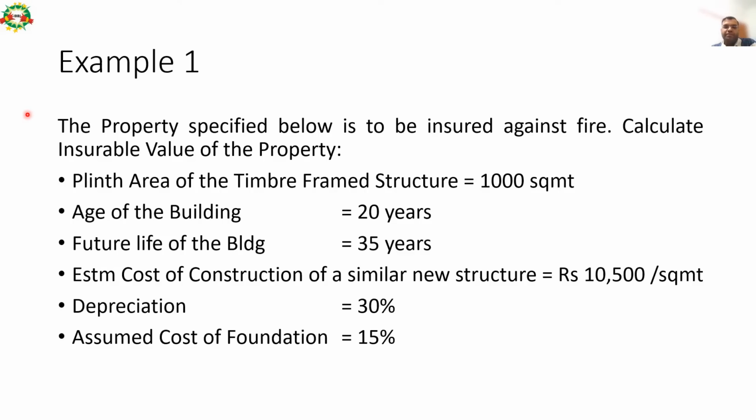So example number 1: the property specified below is to be insured against fire. Calculate the insurable value of the property. The data given in this question is that the plinth area of the timber frame structure is 1000 square meter, age of the building is 20 years, future life of the building is 35 years, and estimated cost of construction of a similar new structure is 10,500 rupees per square meter. It is nothing but the replacement rate. Depreciation is given as 30% and assume cost of foundation as 15%.